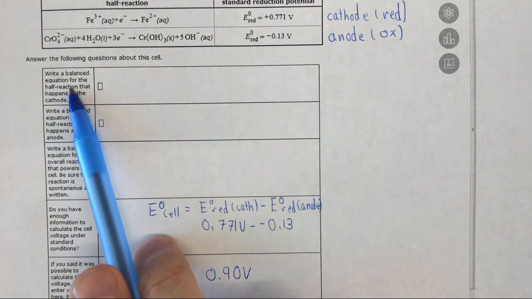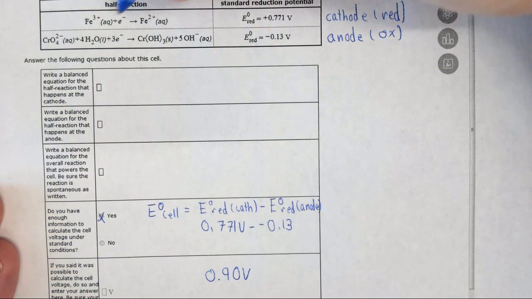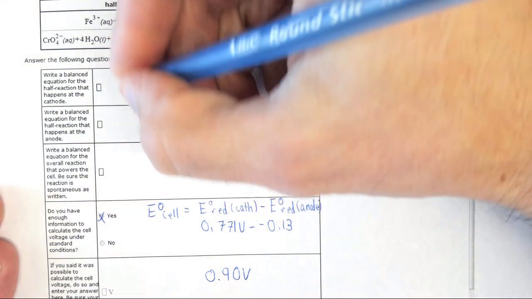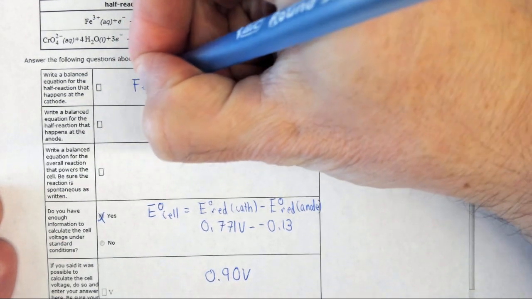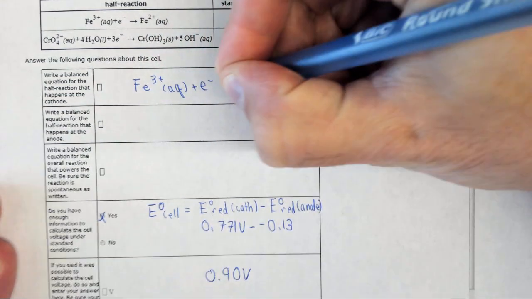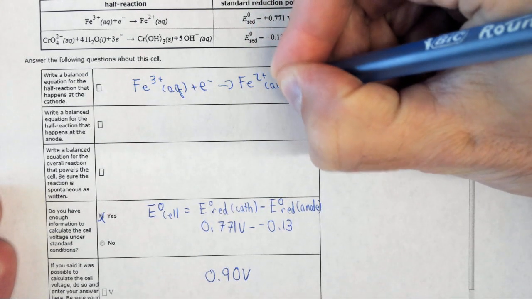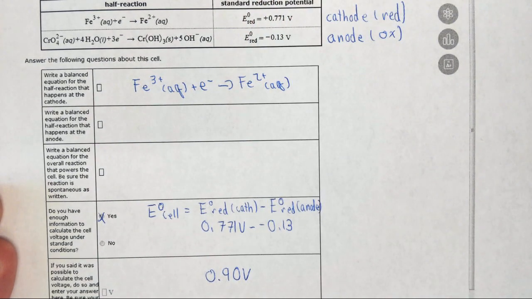Now we need to write the balanced equation for what's happening at the cathode. Well, this is pretty straightforward, because this is the reduction potential for the cathode, so it's going to be Fe3+ aqueous plus an electron yields Fe2+ aqueous. So that was pretty straightforward.